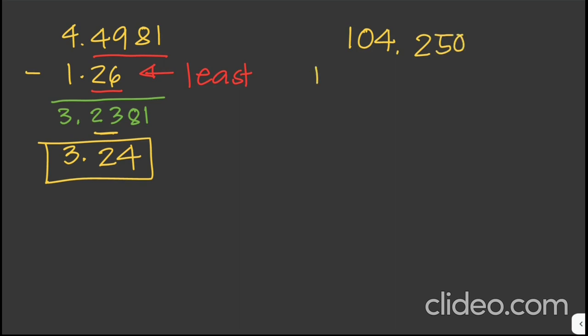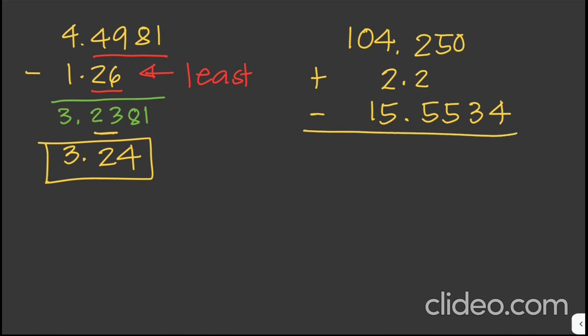104.250 plus 2.2 minus 15.5534. In this case, the first number has 3 decimal places, the second one has 1, and the third one has 4 decimal places. Therefore, the second number has the least number of decimal places, and we should round off our answer to only 1 decimal place.